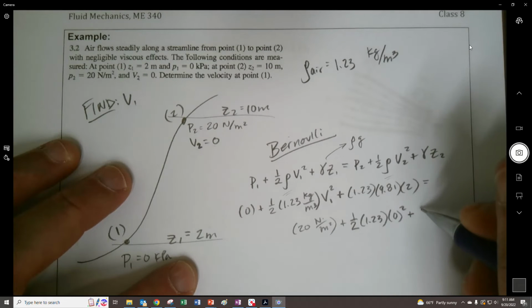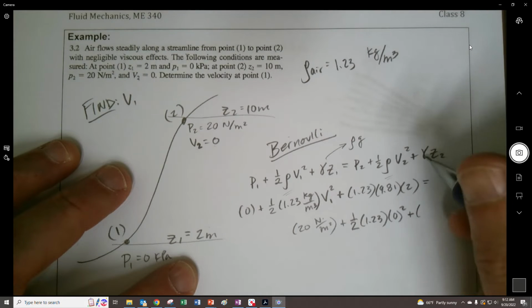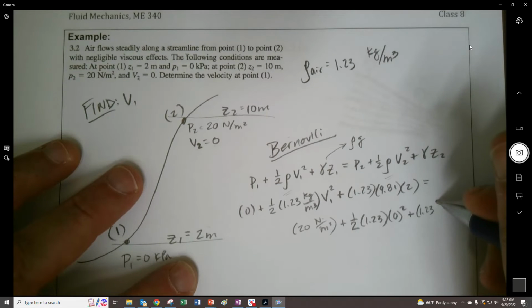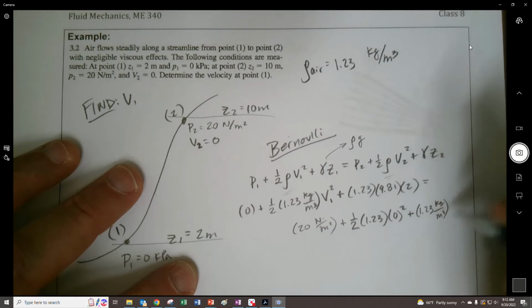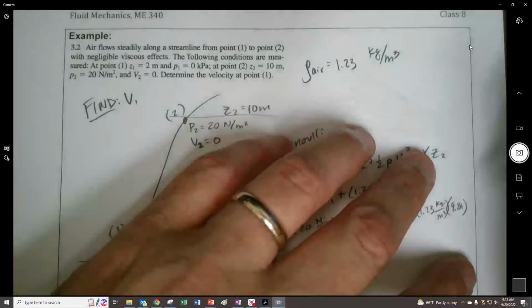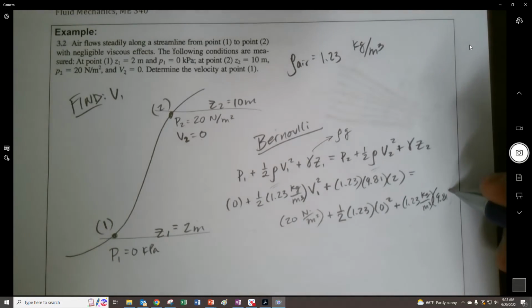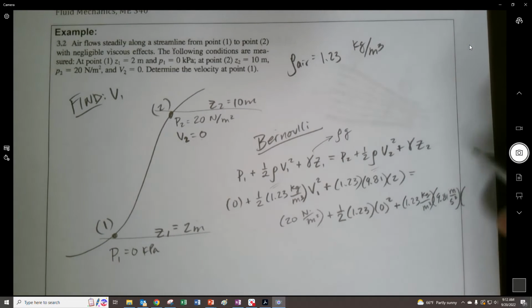And then plus, we'll have, once again, 1.23, and I will say that this is going to be kilograms per meter cubed times 9.81. I ran out of space, and I ran out of unit space. Darn. I don't know what the margins are for if I'm going to keep writing on top of them, right? And then this last one is going to be 10 meters.